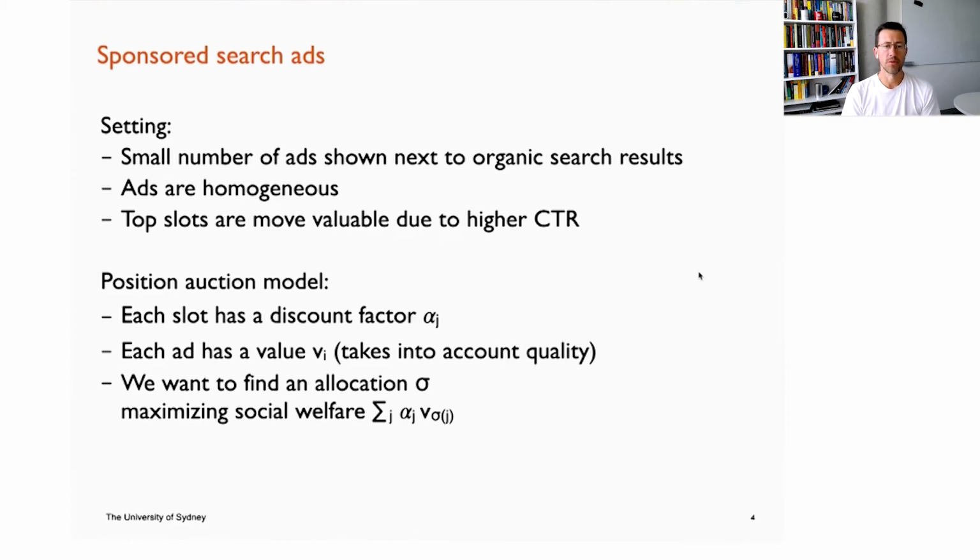And what we want to do is find an allocation sigma that assigns an ad for each slot j. And typically the objective that we want to maximize is social welfare. And so for every slot j, we multiply the discount factor of that slot and the value of the ad that was assigned to that slot.